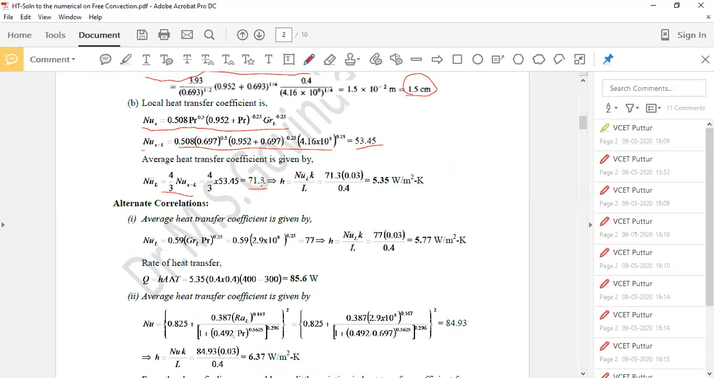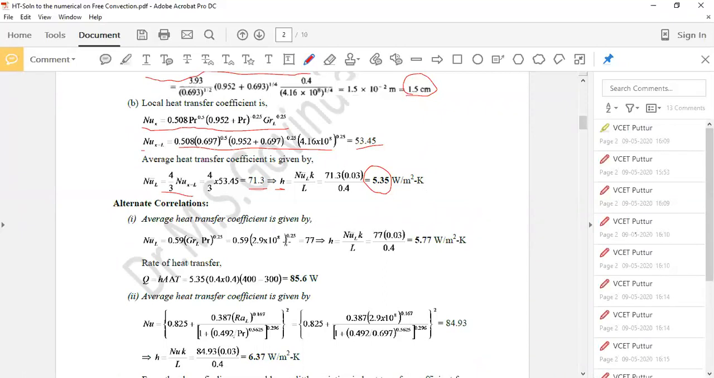Once you know the average Nusselt number, by using the average Nusselt number, you can calculate the average heat transfer coefficient. So you know that Nusselt number is equal to HL by K. So therefore, average heat transfer coefficient is equal to average Nusselt number into thermal conductivity divided by L. So once you substitute this, you will get the average heat transfer coefficient as 5.35 watt per meter square degree Kelvin.